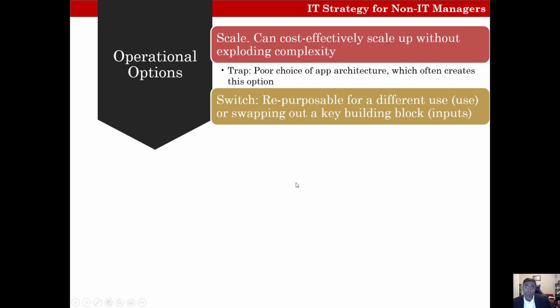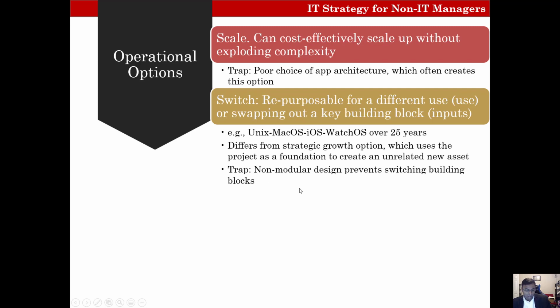Finally, switching, repurposing for a different use, or swapping out key building blocks. So unlike physical assets such as a factory, you can simply clone a software asset for switched use without discontinuing original use. Example, Apple used Mac OS as its foundation for creating iOS, then watchOS. It could concurrently keep alive its original use.